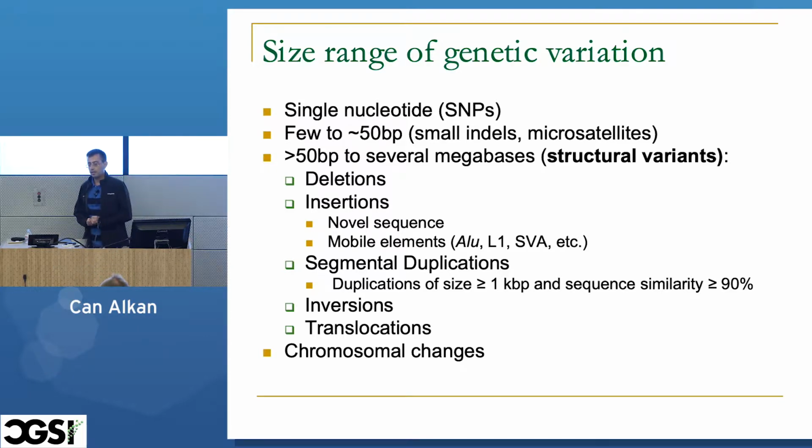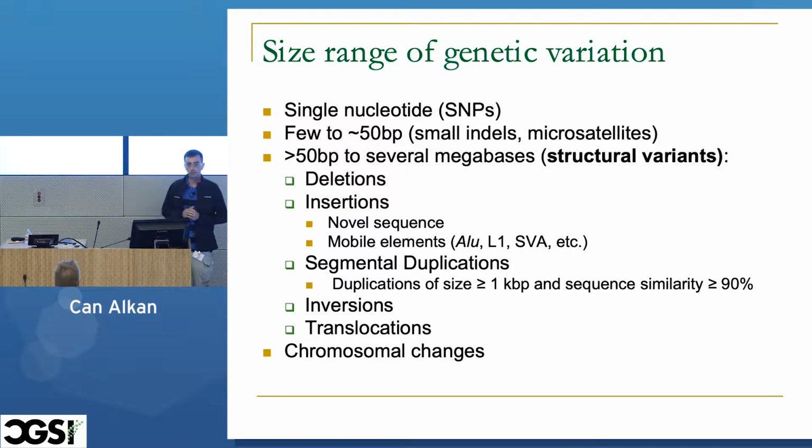The genetic variation comes in different sizes. The most widely known, the most as the number goes, are the single nucleotide polymorphisms, which are the changes of one character. By definition, up to 50 base pairs of changes are called small insertions or deletions, or indels in short. Or that could be microsatellite expansions and contractions. The larger ones, more than 50 base pairs, are called structural variants.